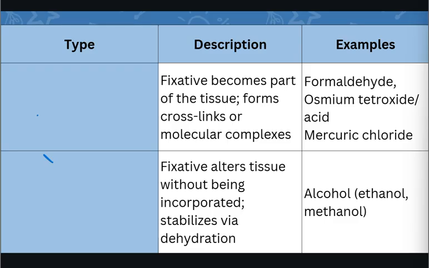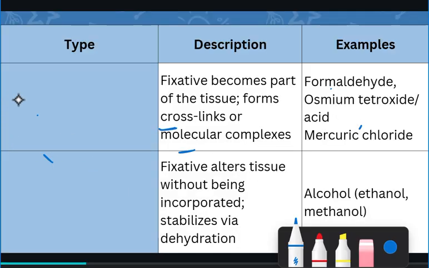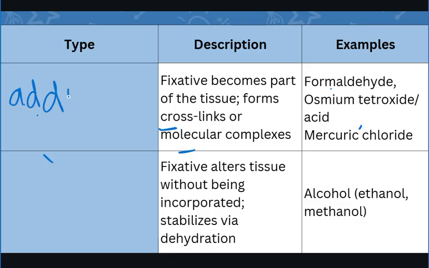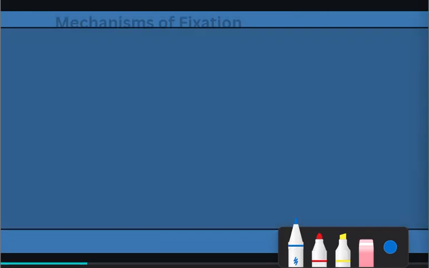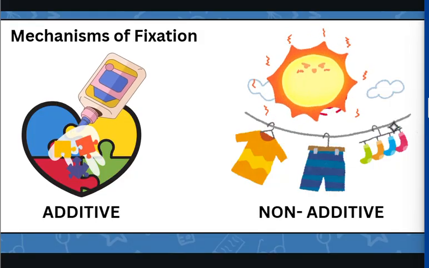And here we have different kinds of fixatives. An additive fixative becomes part of the tissue and forms cross-links and molecular complexes: formaldehyde, osmium tetroxide, mercuric chloride. This is what we call additive. On the other hand, alcohols alter the tissue without being incorporated and stabilize via dehydration, like I told you earlier. We have the non-additive. Okay, I hope it's clear.